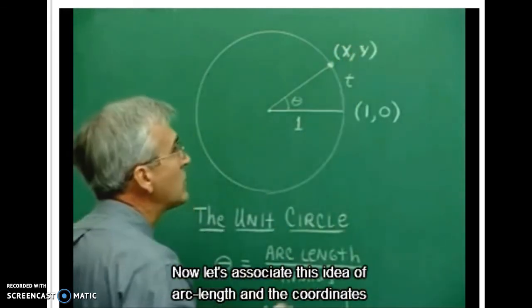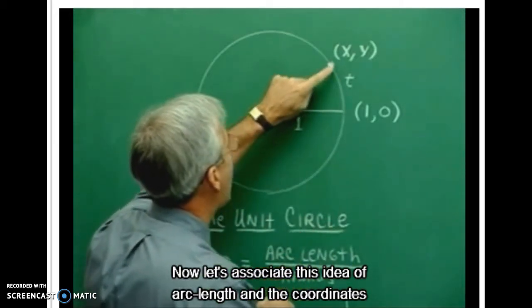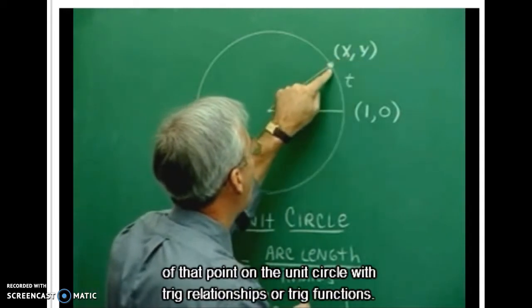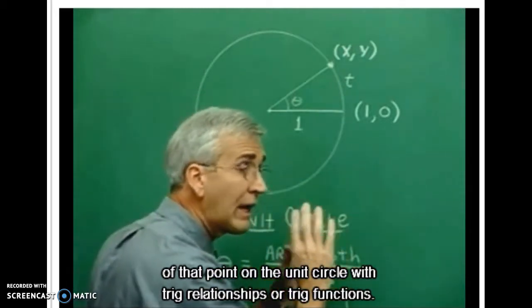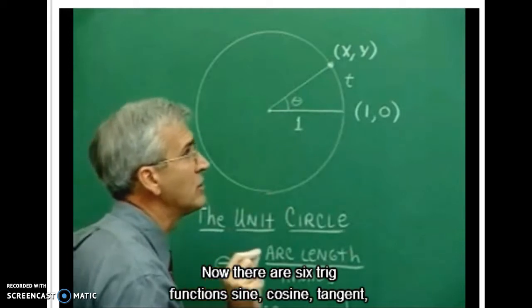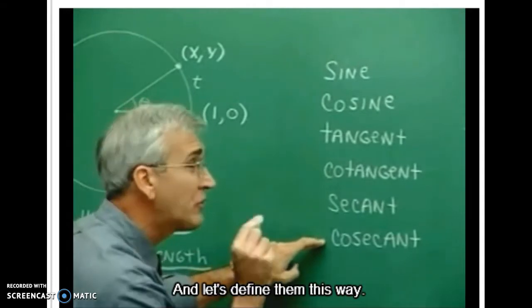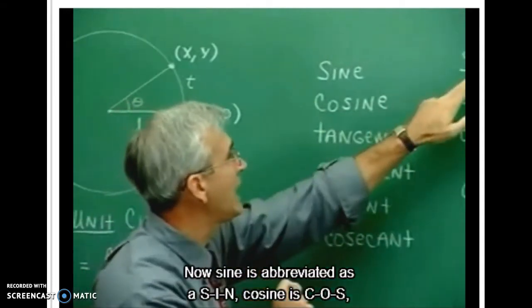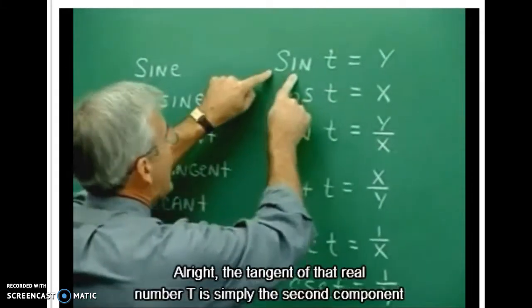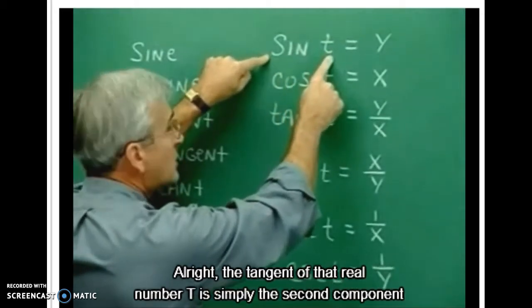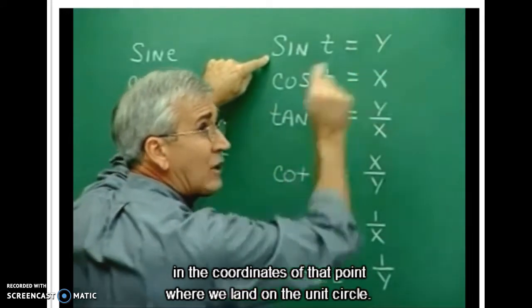Now, let's associate this idea of arc length and the coordinates of that point on the unit circle with trig relationships or trig functions. Now, there are 6 trig functions: sine, cosine, tangent, cotangent, secant, cosecant. And let's define them this way. Now, sine is abbreviated as sin, cosine is cos, tangent is tan, and so on.